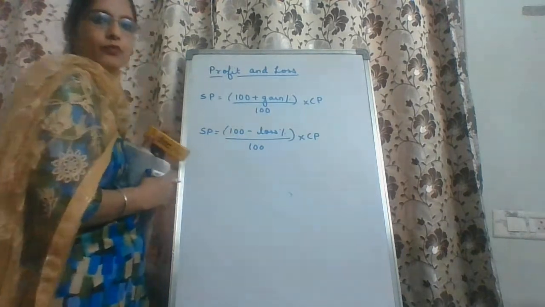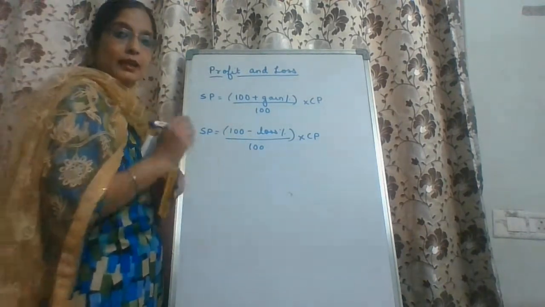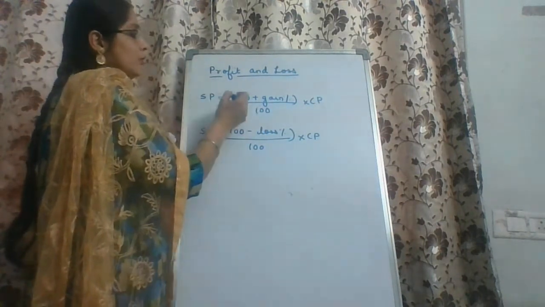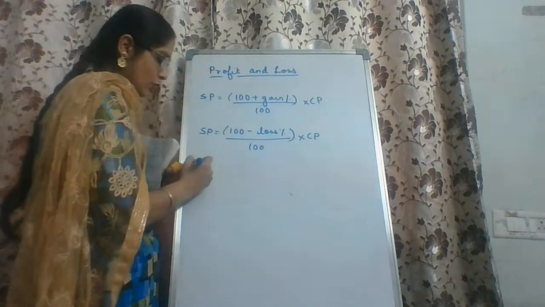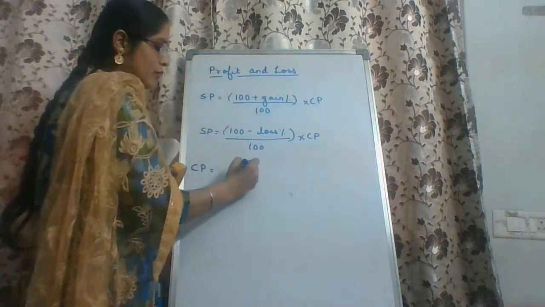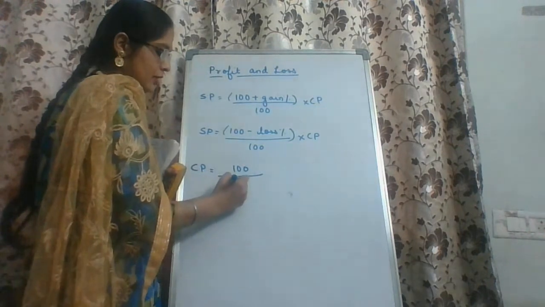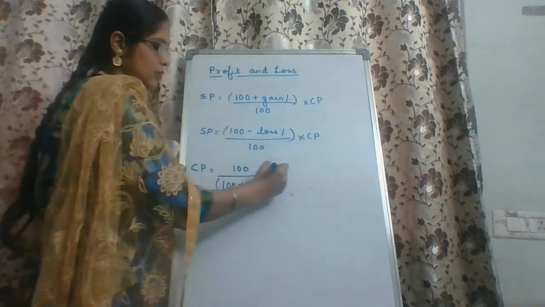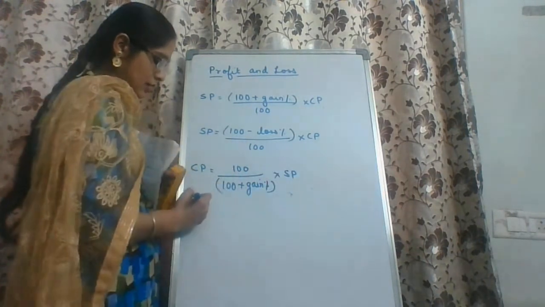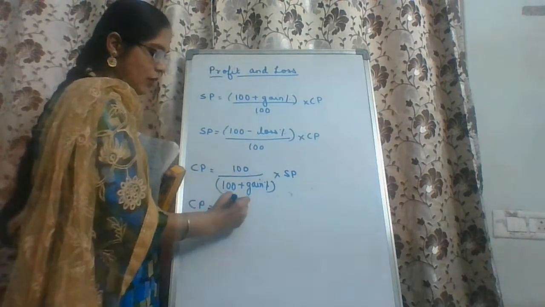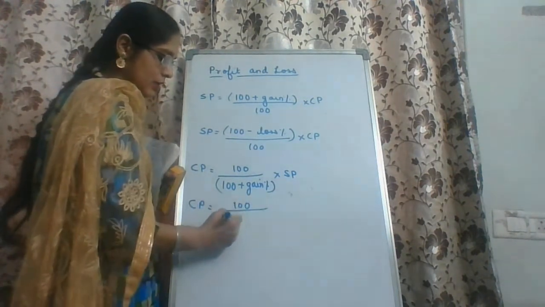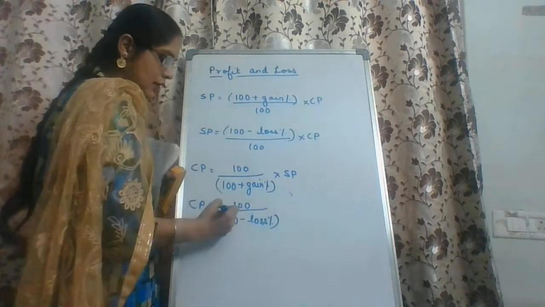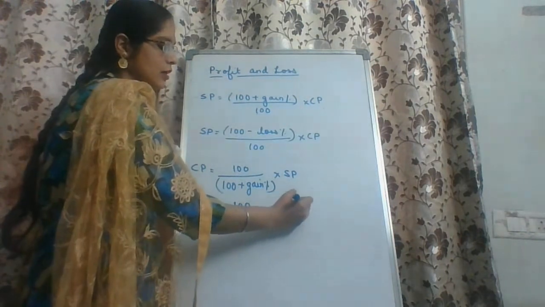Formula for cost price when selling price is given. See, it is a cross multiplication of this formula only. 100 will go here, 100 plus gain percent will come here. So cost price is equal to 100 upon 100 plus gain percent multiplied by selling price. Cost price in case of loss is equal to 100 upon 100 minus loss percent multiplied by selling price.